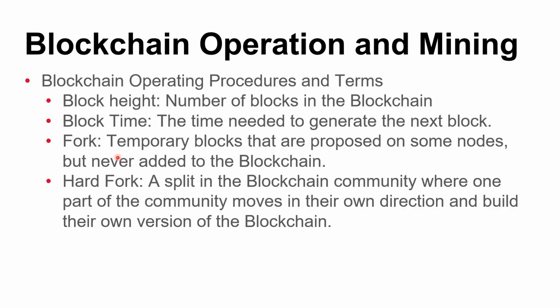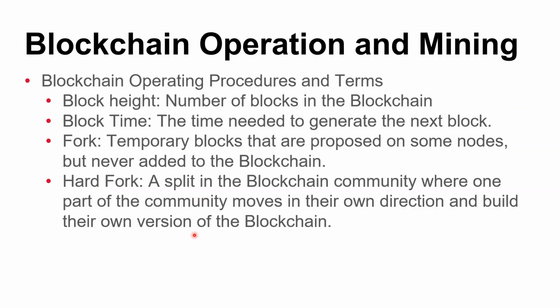In our case, a fork is going to be almost a temporary line off of a block where miners are working on their own and they're adding transactions in the hopes that they will be selected to add the actual block, the permanent block to the blockchain. So a fork is a temporary set of blocks.